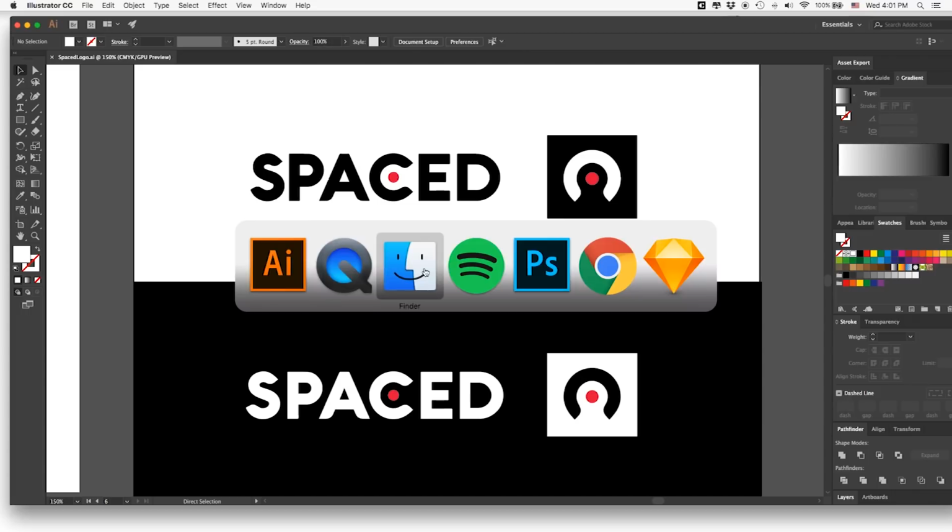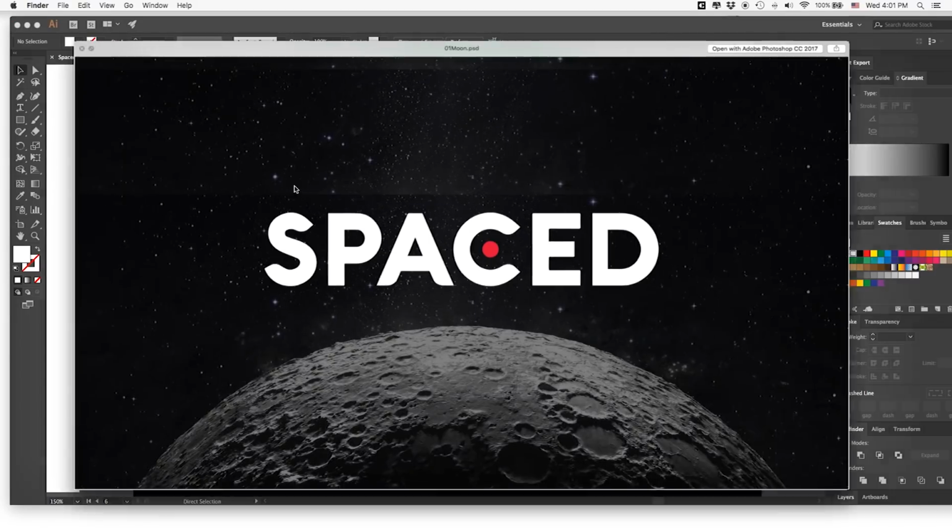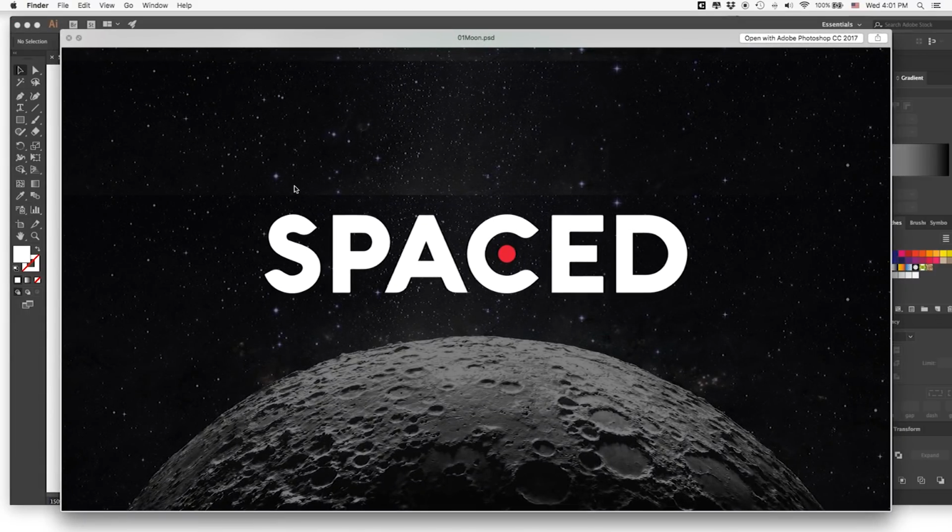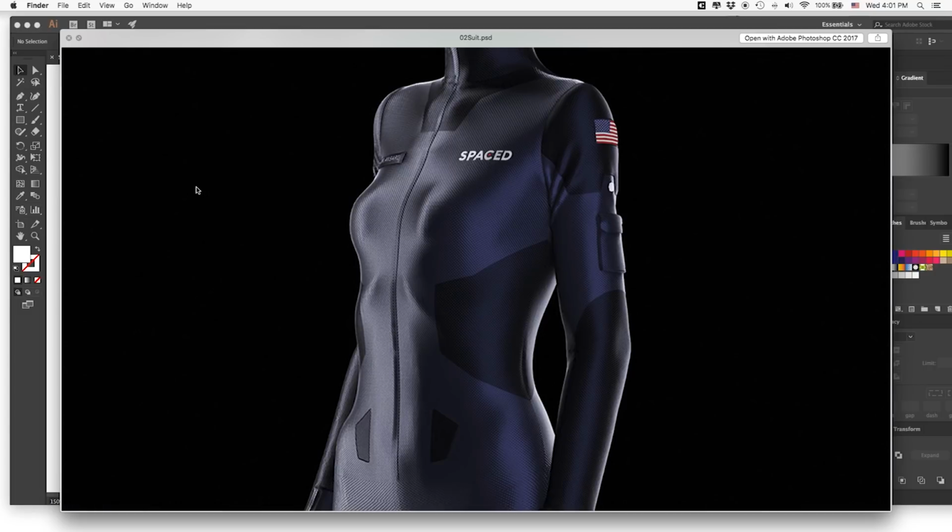So I threw up some mockups to show how the logo would work in different contexts. Usually I would do a lot of them, but today, since I'm very limited on time, I did just a few of them. Let me show you how they turned out. So I just put the logo on the moon to put it in context. Then put it on a spacesuit.